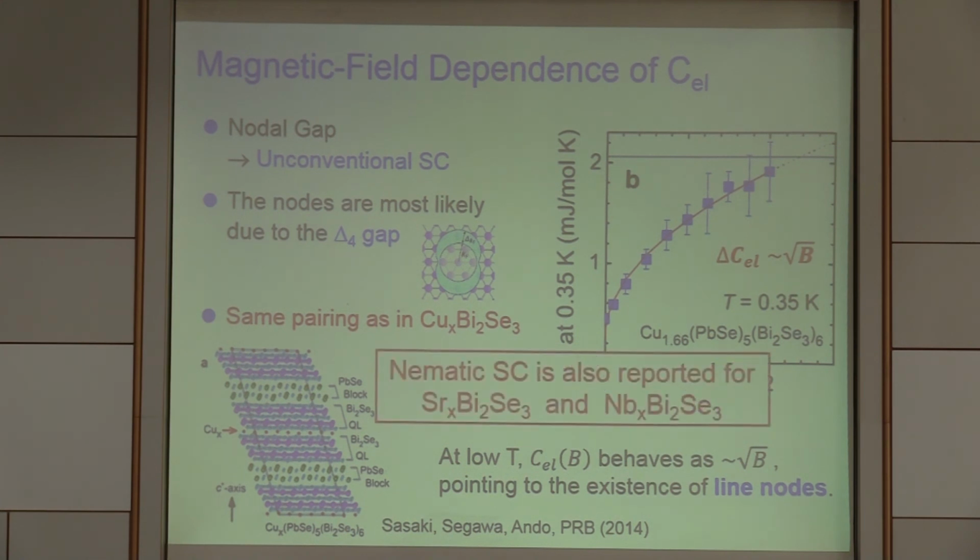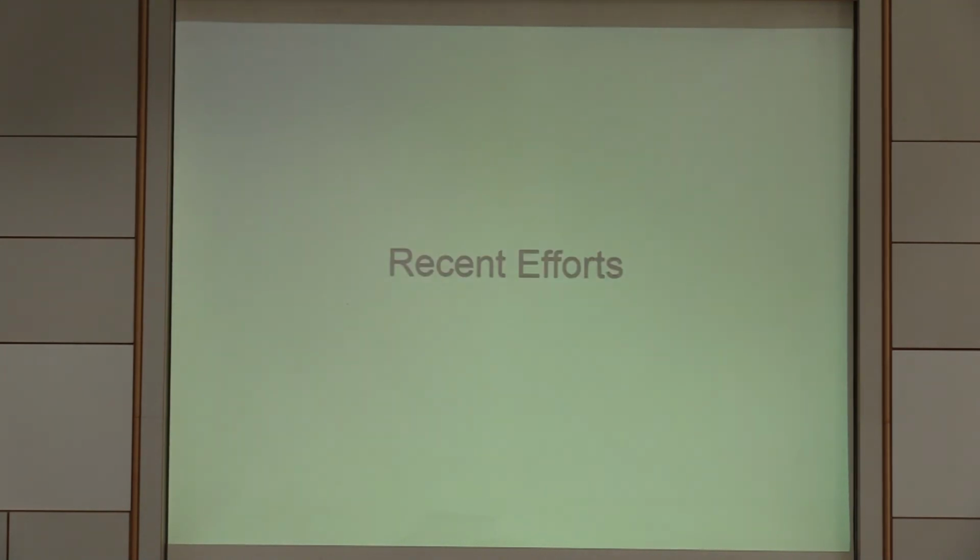So it seems that the nematic superconductivity, or the Delta 4 state, is almost universally realized when we dope electrons into bismuth selenide. And recent experiments on strontium-doped bismuth selenide or niobium-doped bismuth selenide both showed evidence for the 2-fold symmetry in the Hc2 behavior. So the realization of the Delta 4 state in the bismuth selenide-based superconductors is becoming more and more certain, I think. So I'm going to briefly show you the recent efforts.